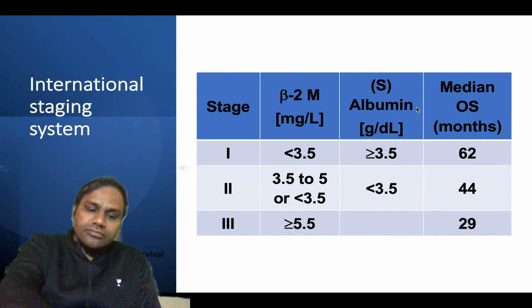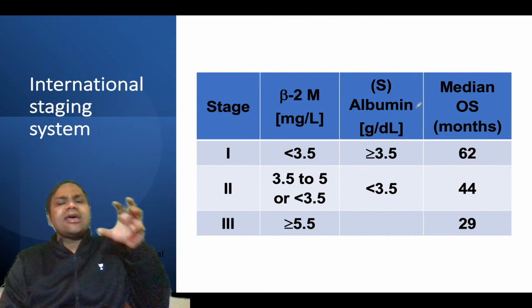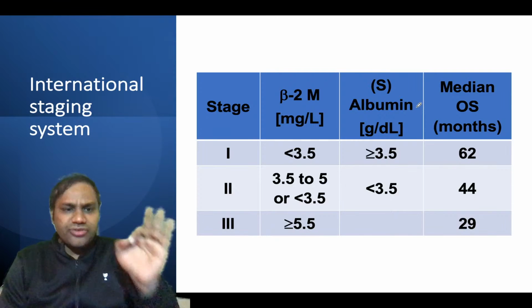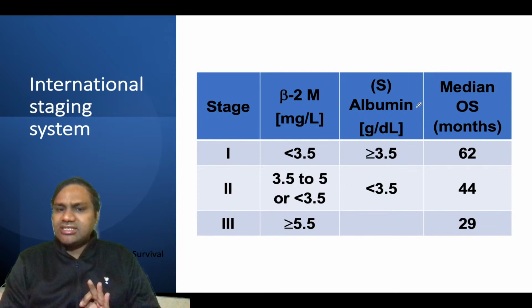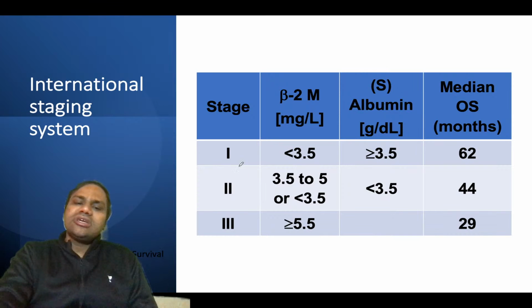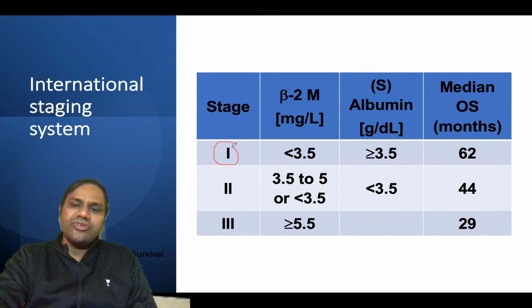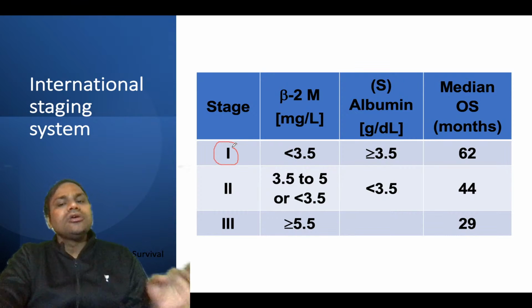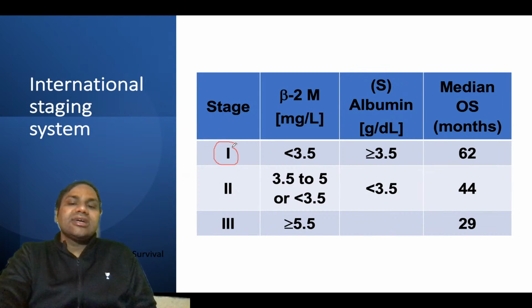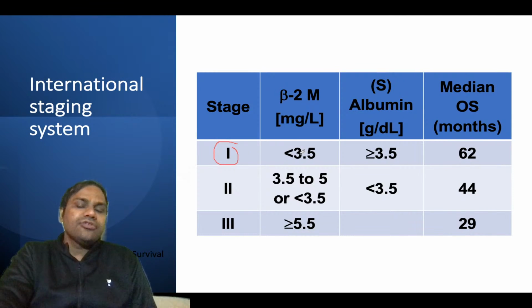Now, as I said, serum albumin and beta-2 microglobulin are associated with the International Staging System. How do you stage this? You stage as stage 1 to 3. Remember, staging is associated with albumin and beta-2 microglobulin. Stage 1 is when beta-2 microglobulin is less than 3.5 and albumin is greater than 3.5, you say it's stage 1.